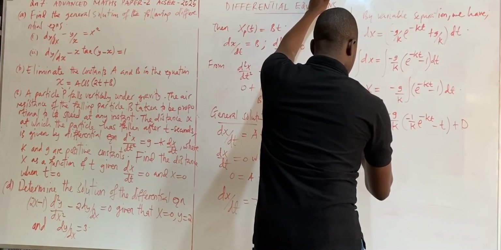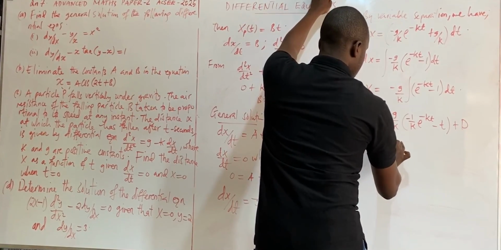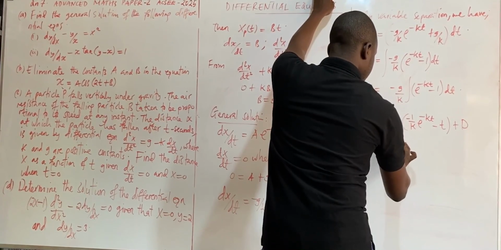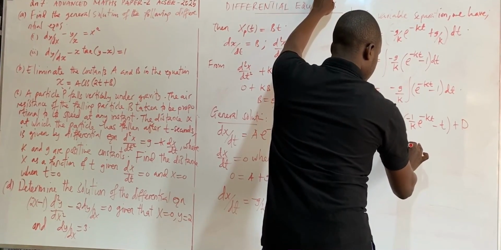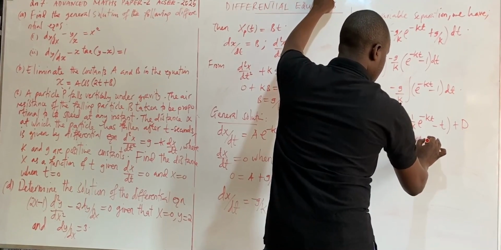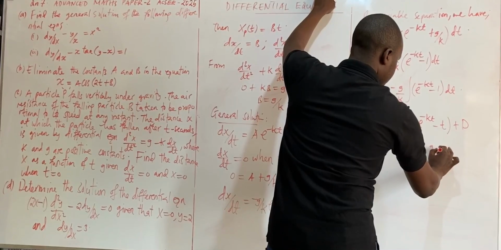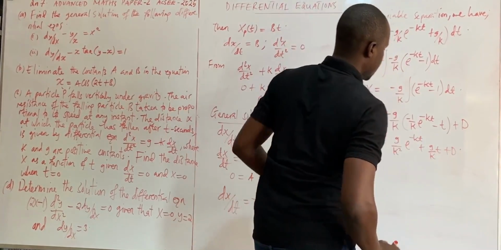So from here, you'll have x as a function of t equals to, when you multiply now, you get g over k square, then e negative kt. Now we plus g over k times t, then we plus the constant d.